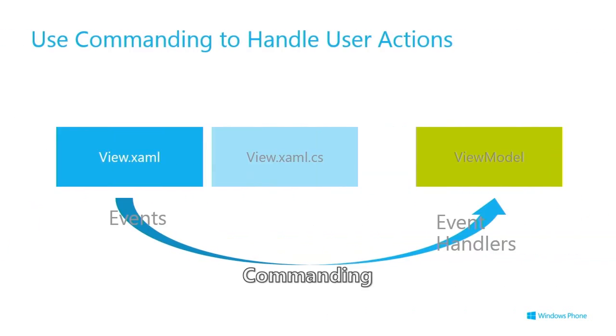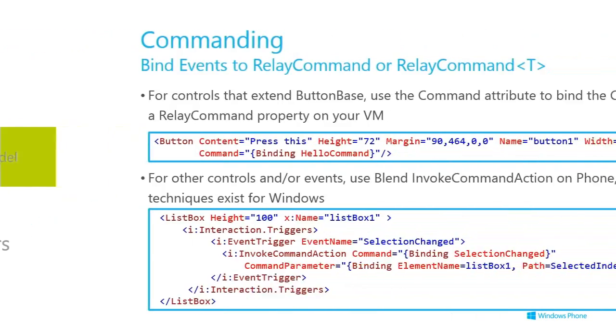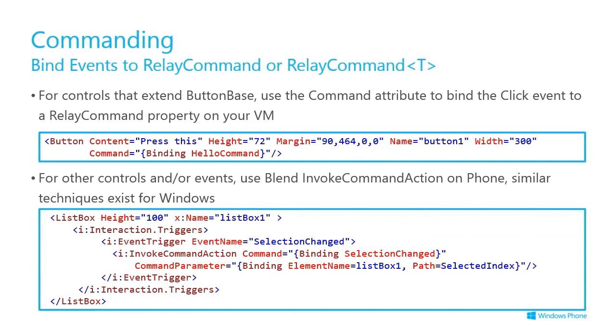One technique you will see is called commanding, where an event that fires in the view, instead of being handled directly in the code behind in the view, is moved over and handled directly in the view model. And the technique we use for that is commanding. You can bind events. Here we've got a button binding with the Command property. We're binding to a command handler called HelloCommand in our underlying view model. That's built into controls such as the button, but in Blend you can actually add these interactions to do that for other events.